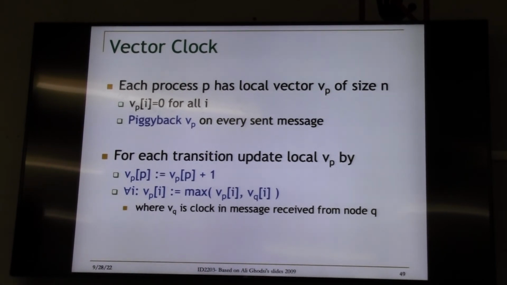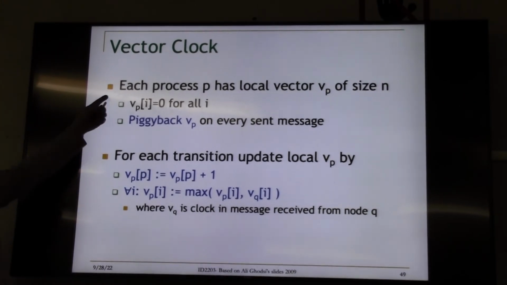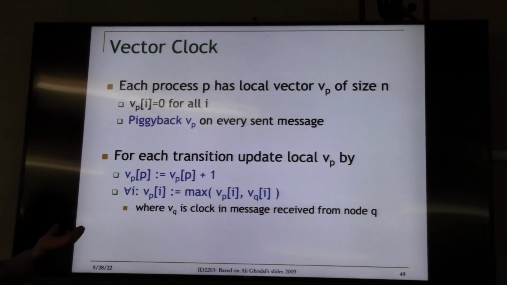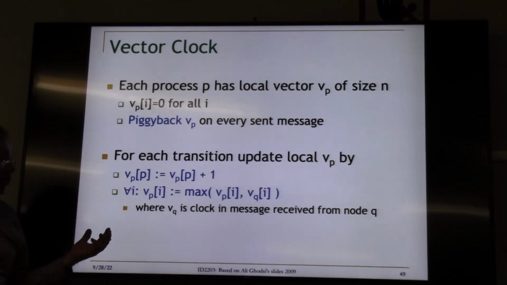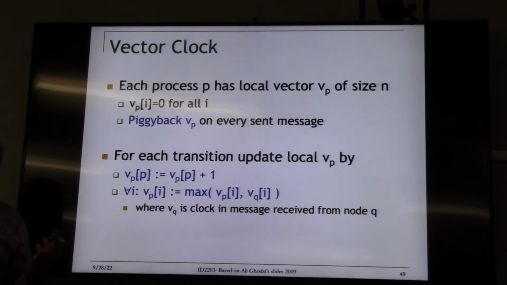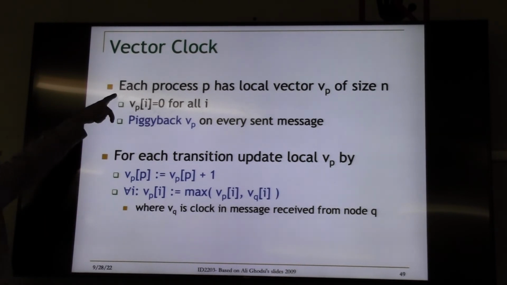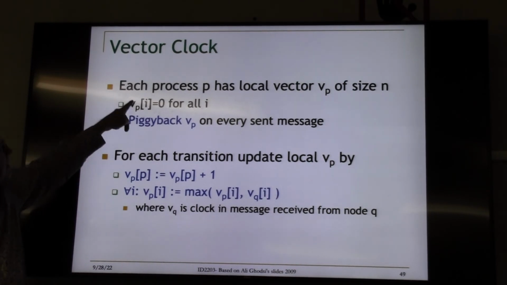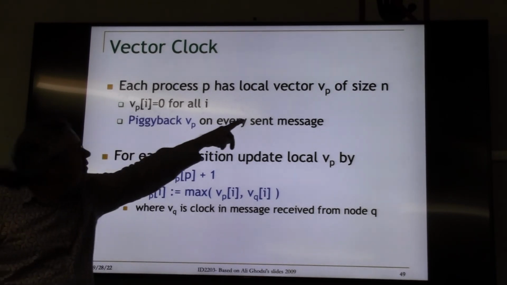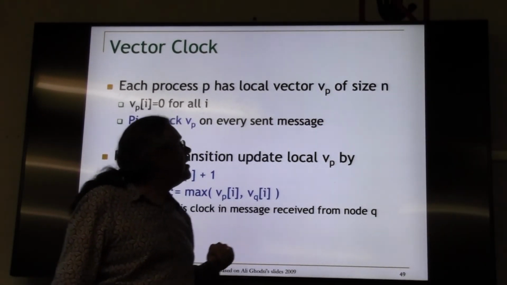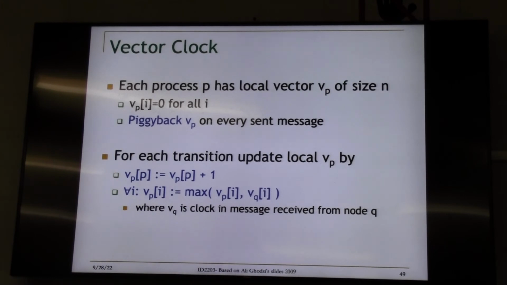This one is called the vector clock. So this is actually the best one, if you want, but it's more expensive than the Lamport clock. The Lamport clock has the advantage that it's very cheap. It's only 1 number per node. But with the vector clock, each process has a vector, so an array of size n. N is the total number of processes.